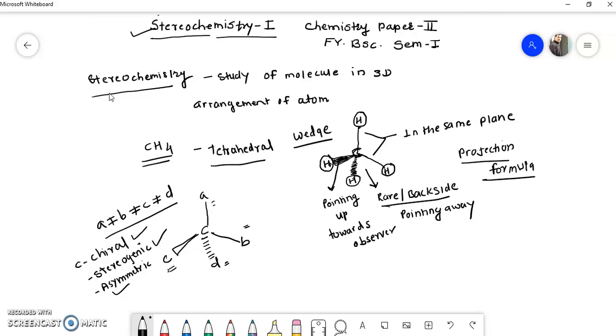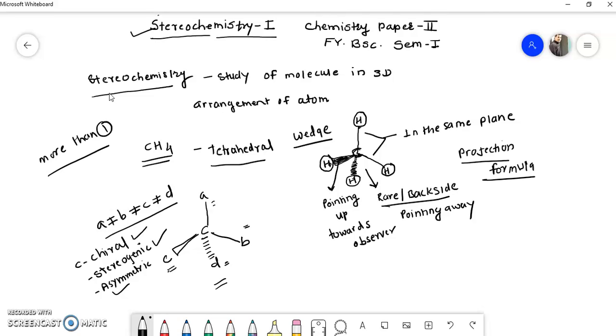But if in the molecule there is more than one asymmetric carbon atom, then this representation becomes difficult to draw on paper, right? If there is only one asymmetric carbon, then we can easily represent it in this way on the paper. That means one atom towards you, one atom at the back side, and two atoms in the same plane. If one asymmetric carbon is there, we can represent it very easily, okay.